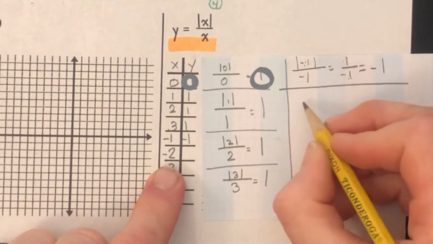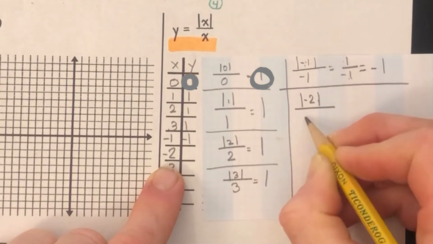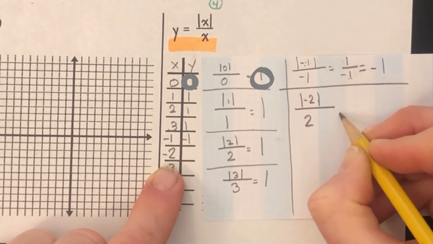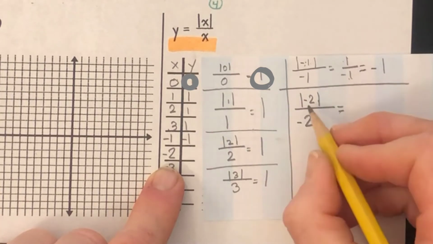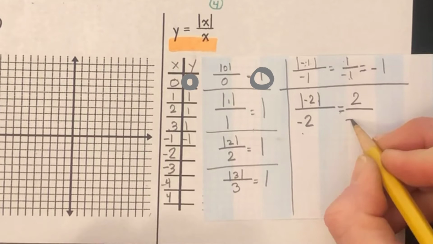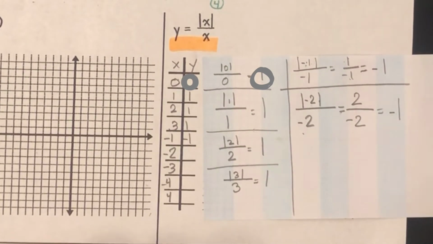So let's do this one. The absolute value of negative 2 over negative 2 is, the absolute value of negative 2 is positive 2 over negative 2. That becomes negative 1. I'm seeing a pattern.